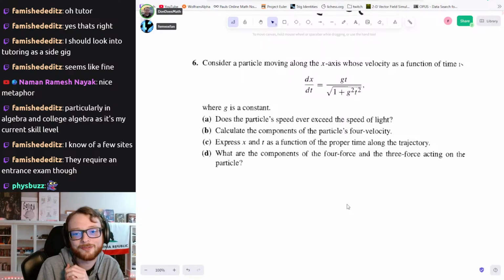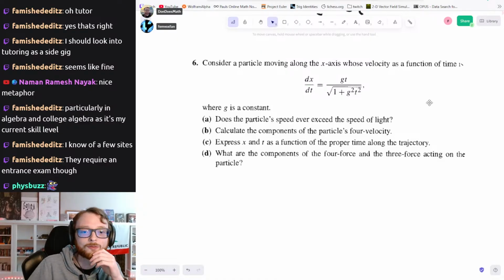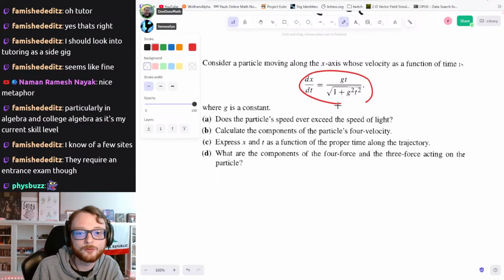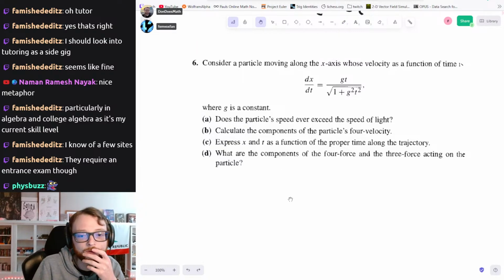Particle moving along the x-axis as a function of time, where g is a constant. Does this particle's speed ever exceed the speed of light?